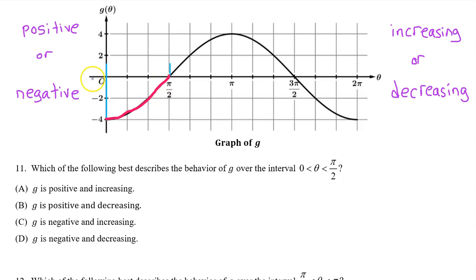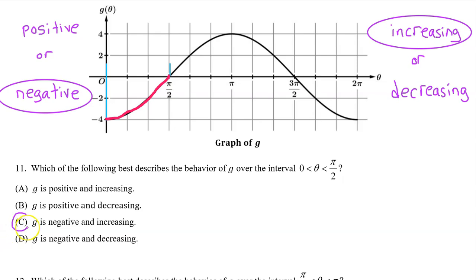First of all, is g of theta positive or negative on this interval? Well, all of the values are below the x-axis on this interval. All of the values are negative. Next, is g of theta increasing or decreasing on this interval? From left to right, the values are rising. So, g of theta is increasing. Putting it all together, g of theta is negative and increasing on this interval. So the answer is C.